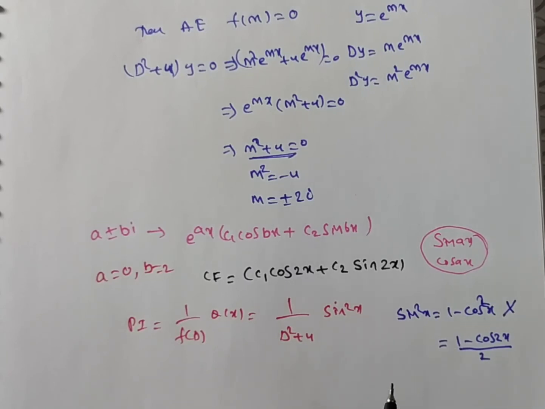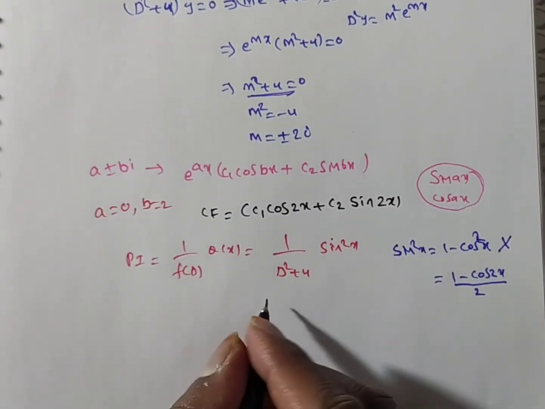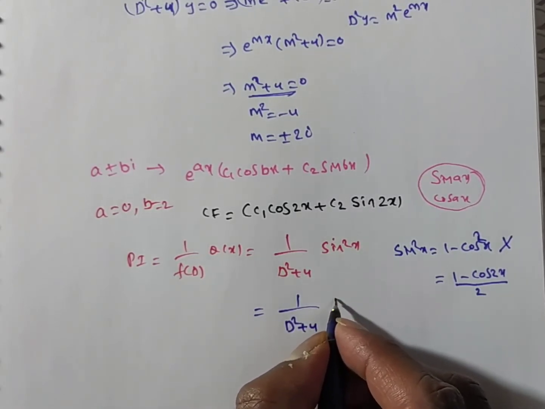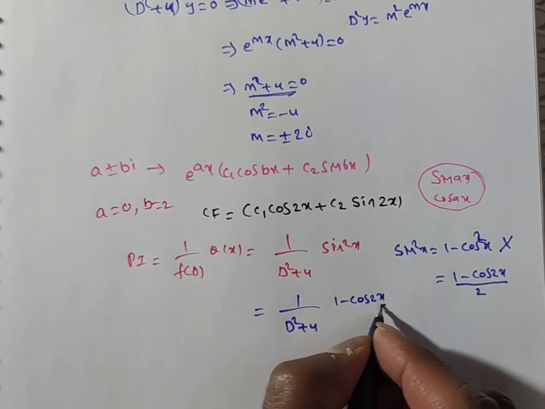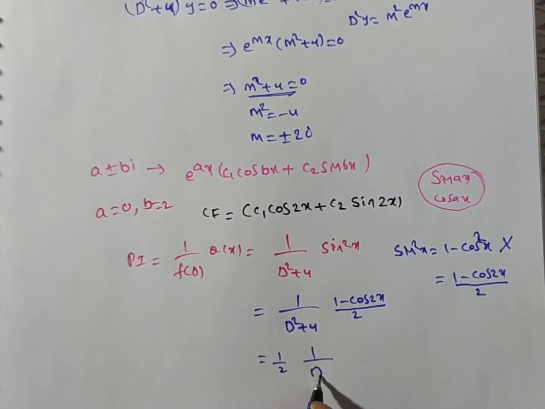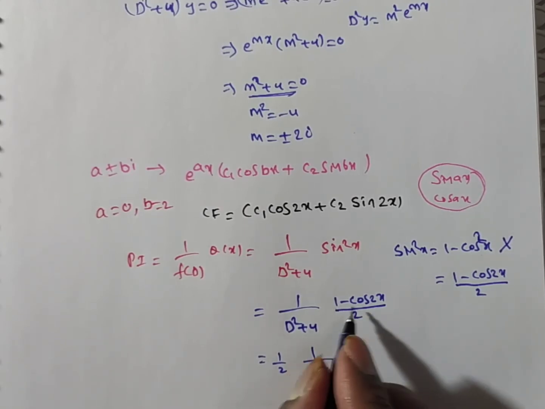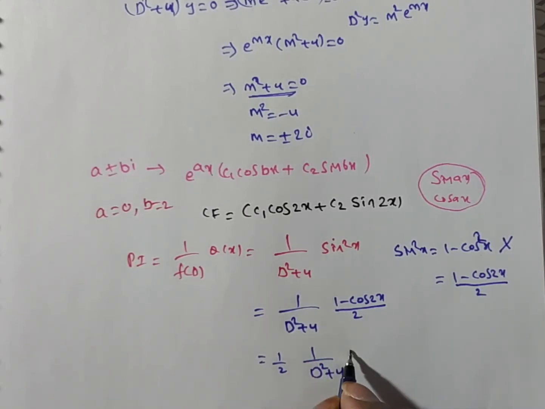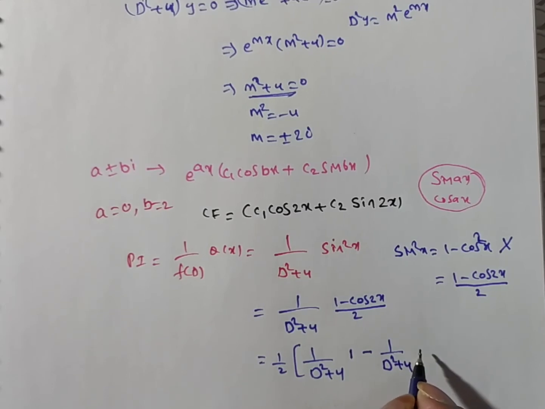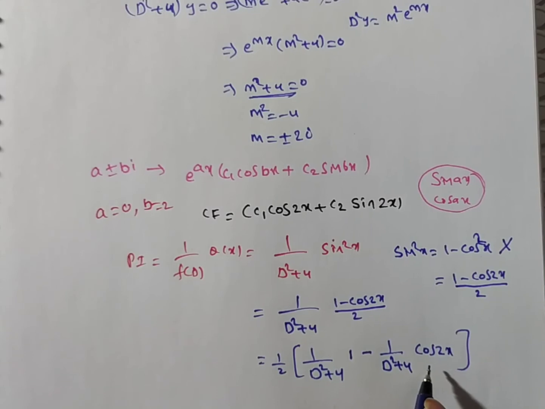1 minus cos 2x by 2. Yes, you can apply. So this is equal to 1 by D square plus 4, I can write (1 minus cos 2x) by 2. So you can also write it as 1 by D square plus 4 acting on the sum of the two terms, of course negative is there, with 1 by 2 written outside. Then I can write this as 1 by D square plus 4 into cos 2x. Now you see friends, the right side has cos ax. Yes, you can apply cos ax.